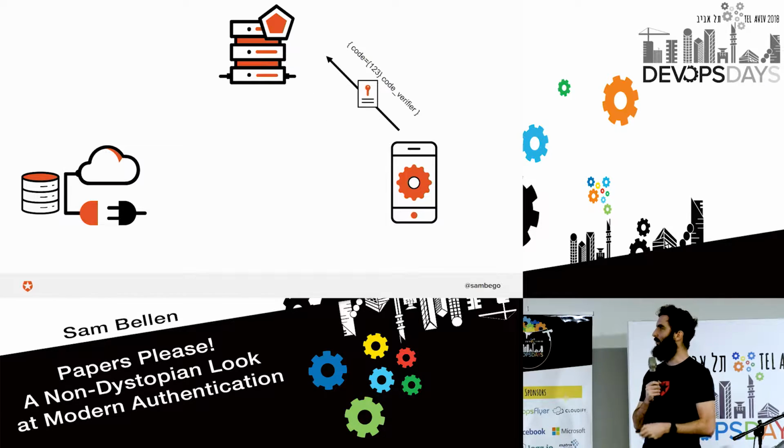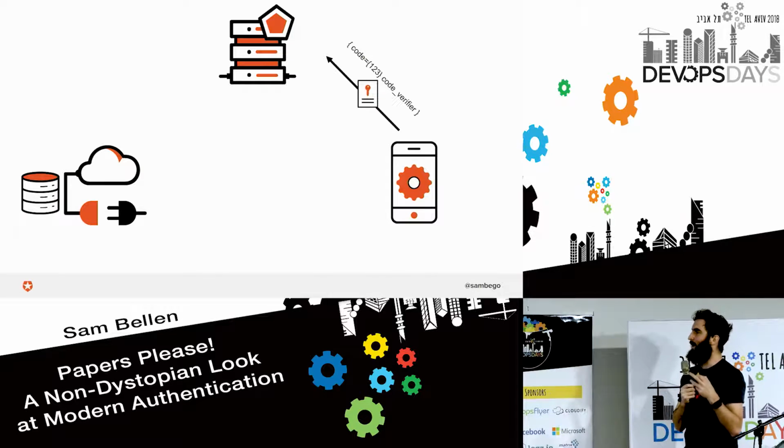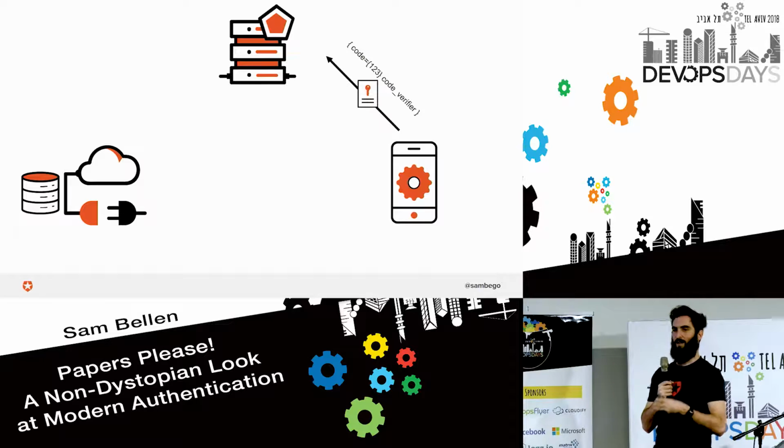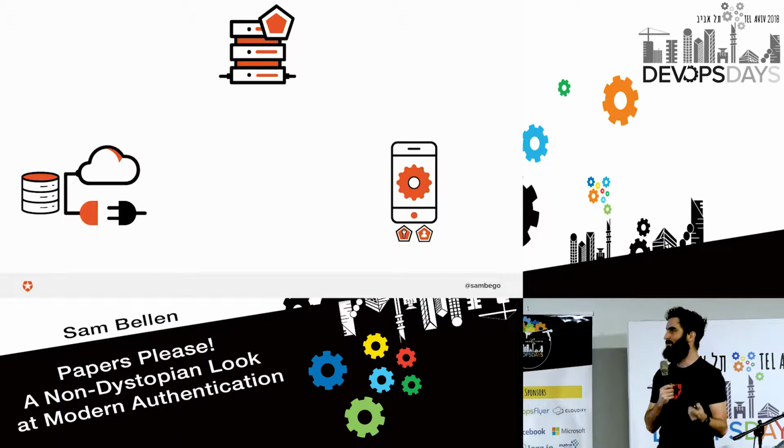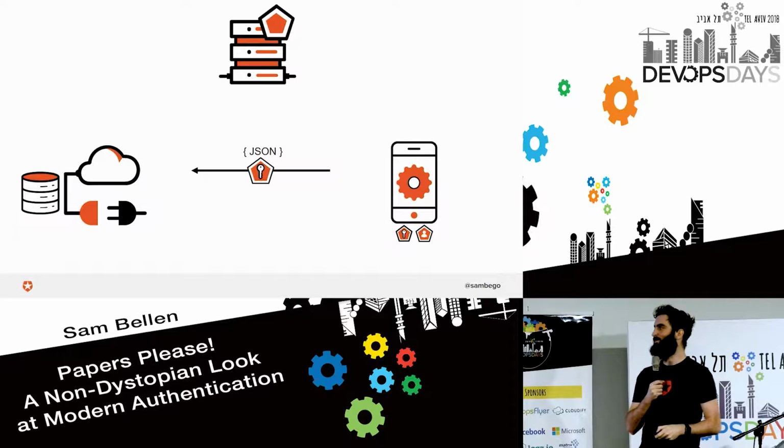Then you send that code together with your secret again to the authorization server. And if all of this matches and it determines that it's you who initiated the flow, it will send back tokens, and you can use those tokens to get data from your API.